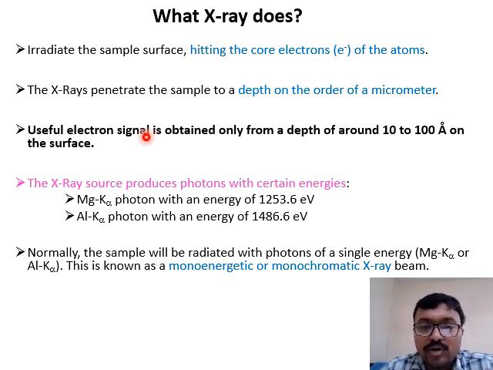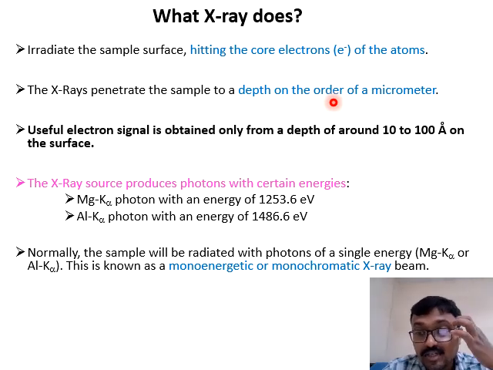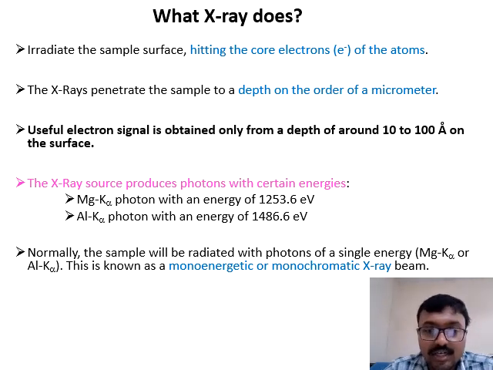Another thing, in XPS, the signal we are getting, the electrons coming out from the surface, comes from a depth of around 10 to 100 angstrom of the surface. So what is the role of X-ray? We are using monochromatic X-ray radiation, and it hits the electrons of the atoms present on the surface, and because of that, electrons are emitted. And X-ray can also measure the depth of the thin layer present on the surface.